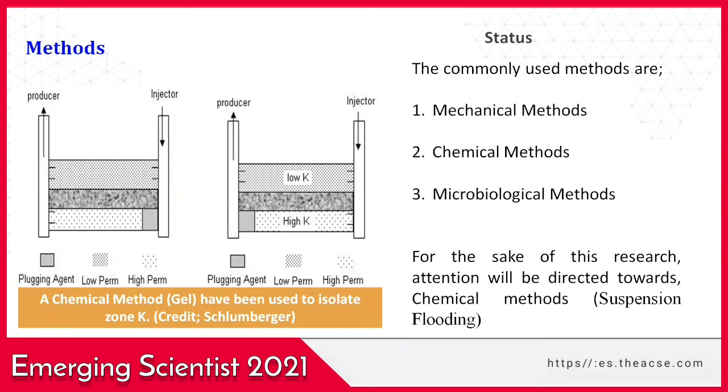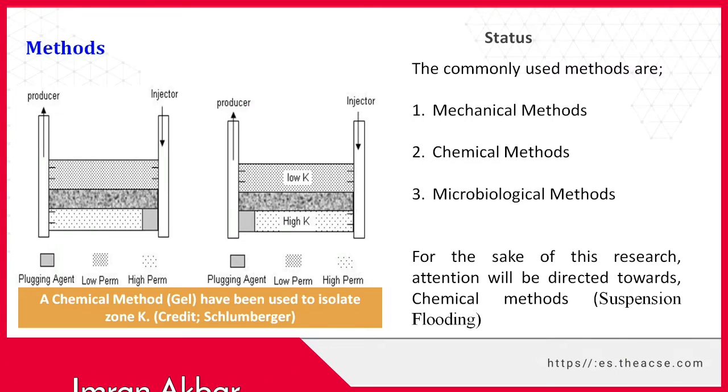As I told you before, we will use chemical methods, and in chemical methods especially we will use suspension flooding. On the left side, these two figures are showing an injection well and a production well, having two different layers, high permeability layer and low permeability layer. Low permeability layer is represented by low K, and high permeability layer is represented by high K.